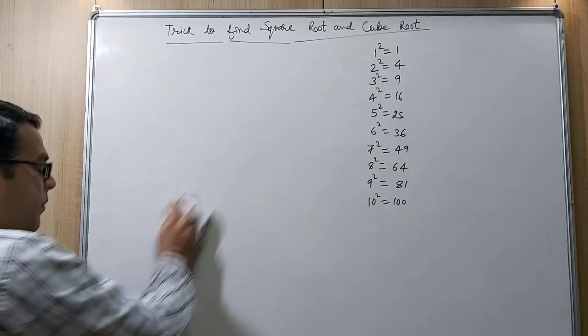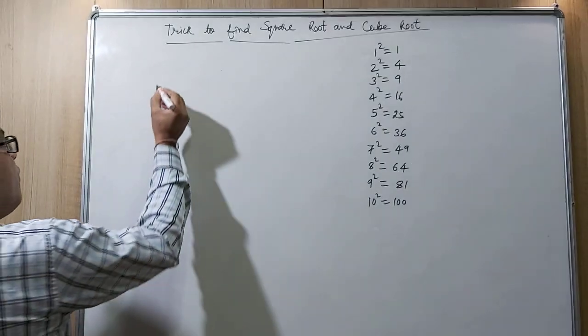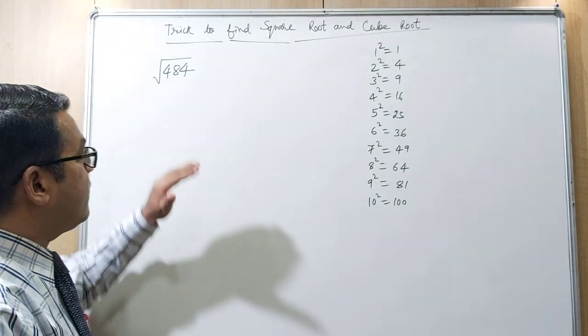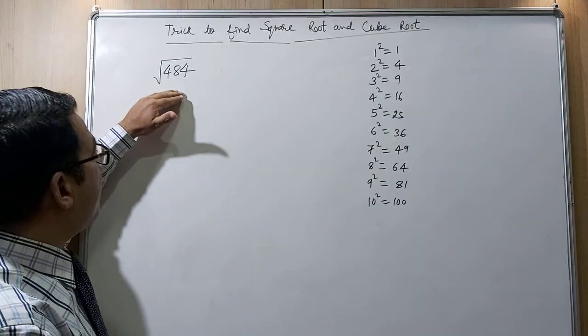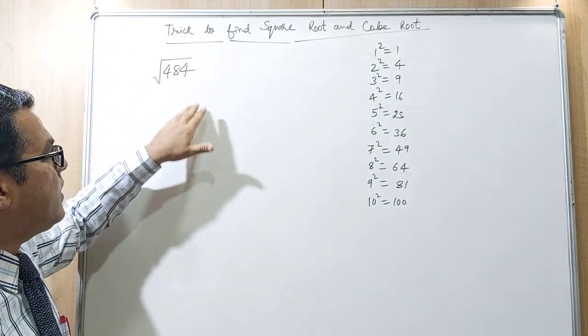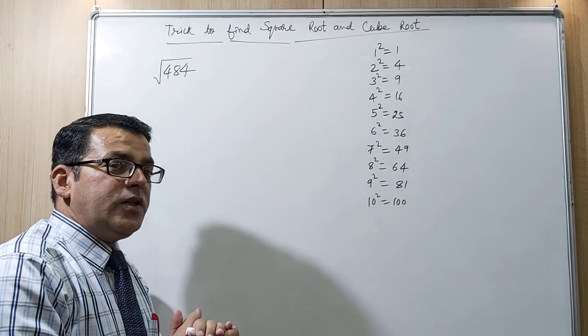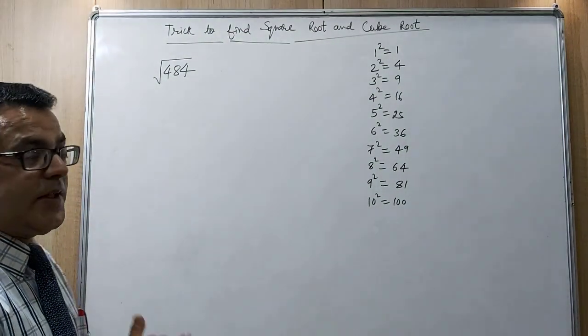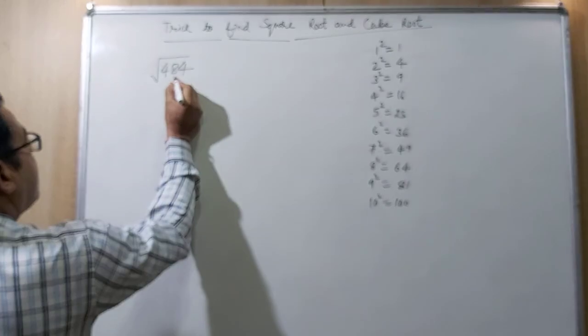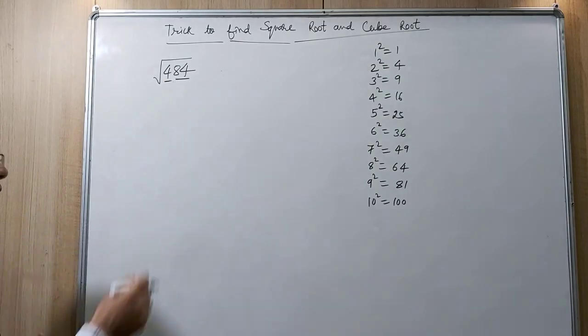One more example I am taking here now. This time I am taking here 484. Let me clear on this. Only perfect square numbers I am taking here, and with this trick we are only able to find square root of perfect square number. These all are perfect squares number, right? Now same trick. This is the first group and this 4 is in second group.